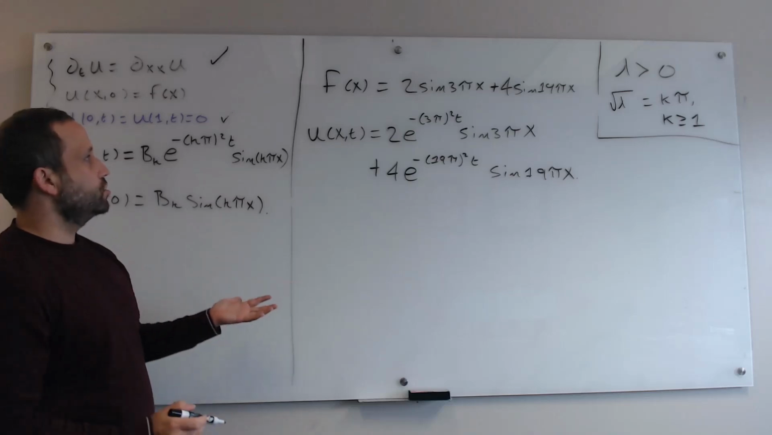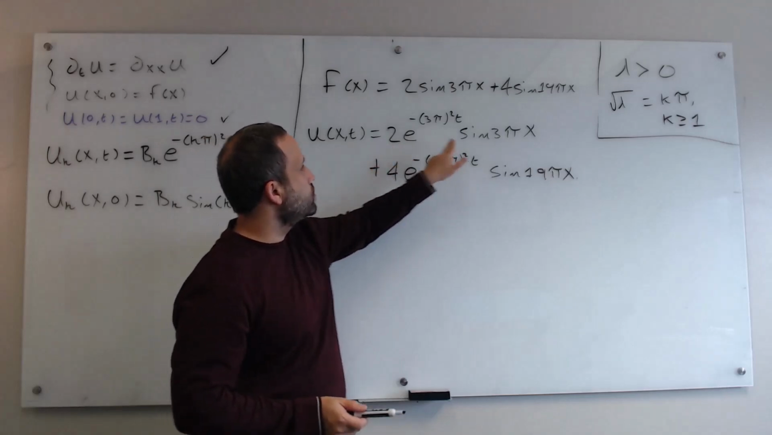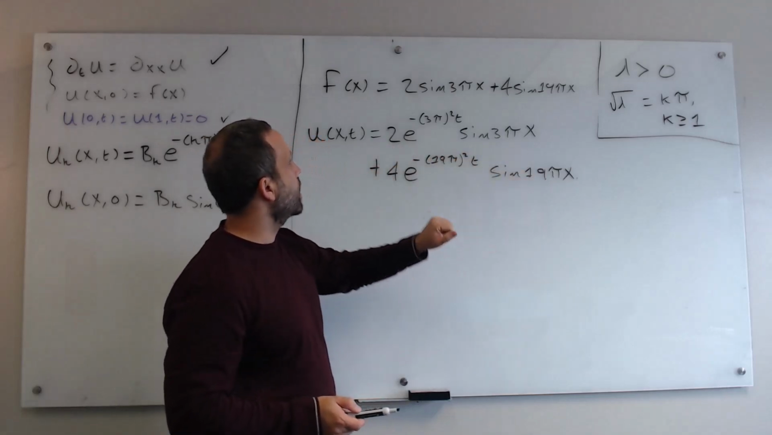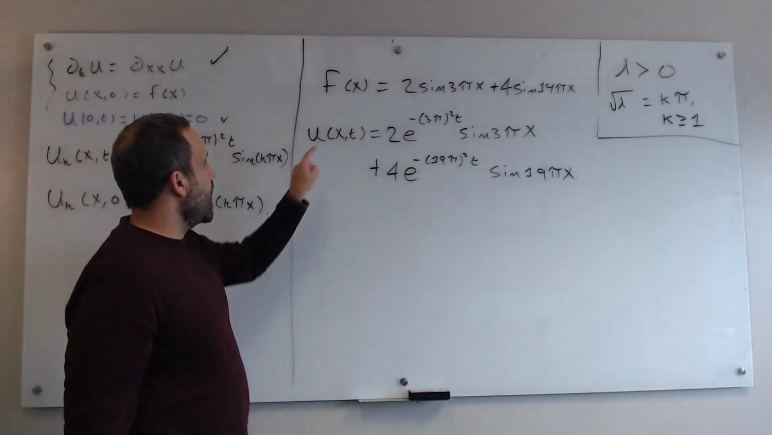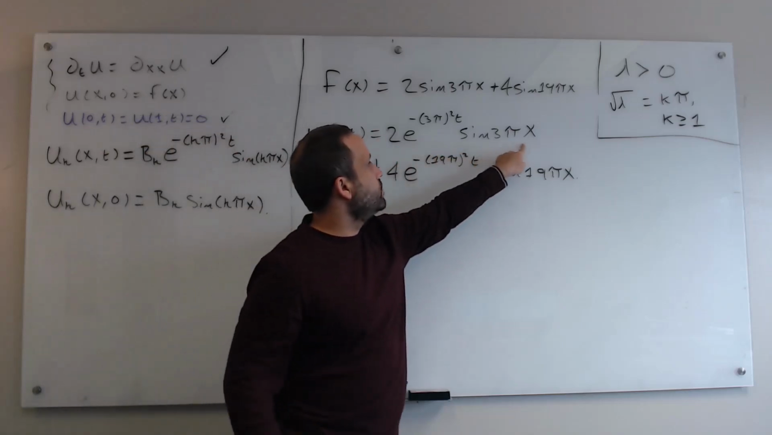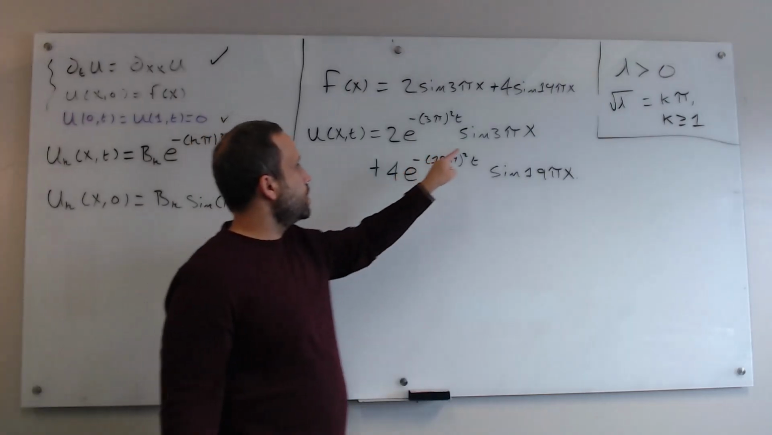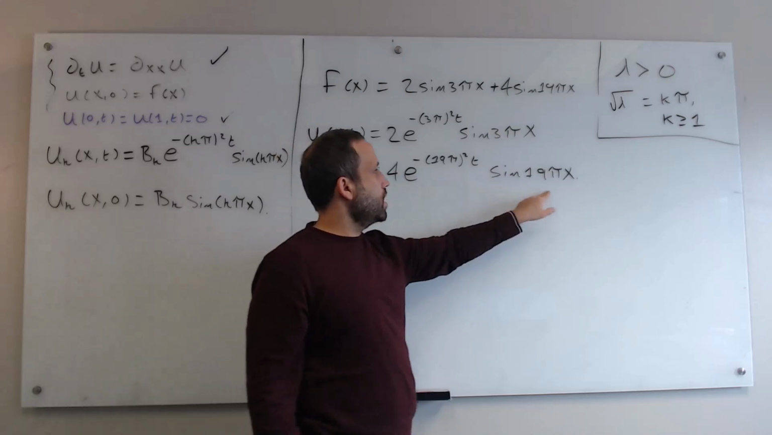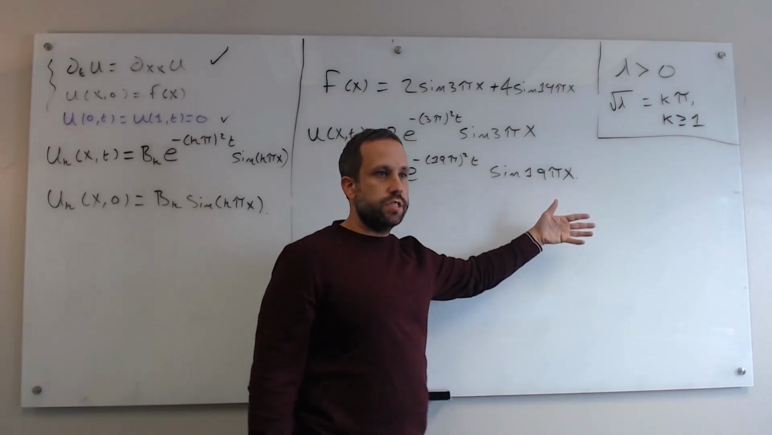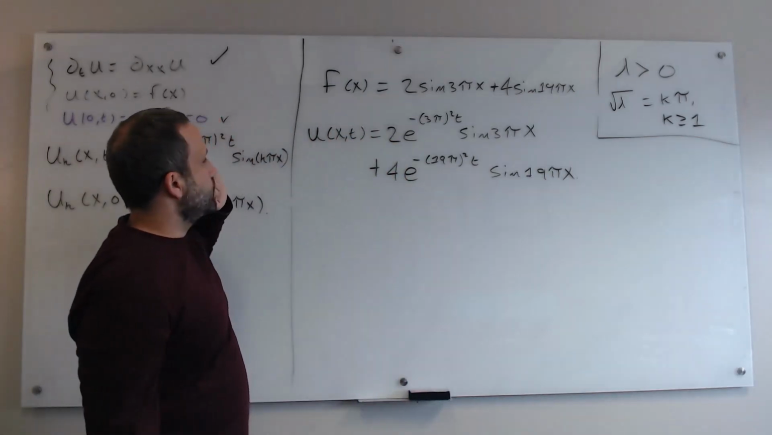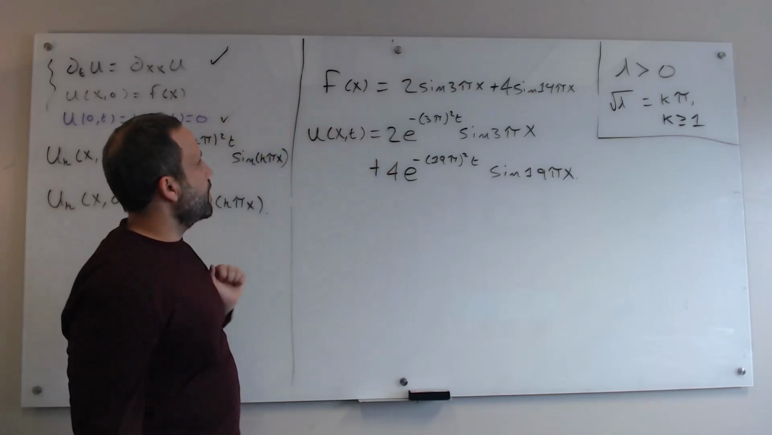So why is it a solution? Well, first of all, if you plug in t equals 0, that goes away and that goes away, and you have 2 sine 3 pi x plus 4 sine 19 pi x, so it satisfies the initial condition. If you plug in x equals 0, you have sine of 0 and sine of 0, so this is going to be equal to 0. If you plug in x equals 1, you have sine of 3 pi and sine of 19 pi. Sine of 3 pi is equal to 0, and sine of 19 pi is equal to 0. So it satisfies the boundary conditions. It satisfies the initial condition and the boundary conditions.